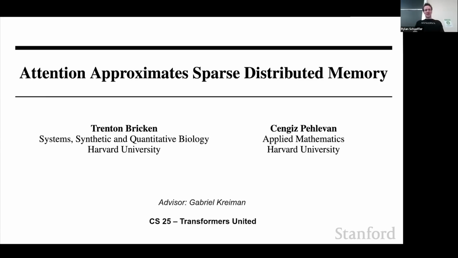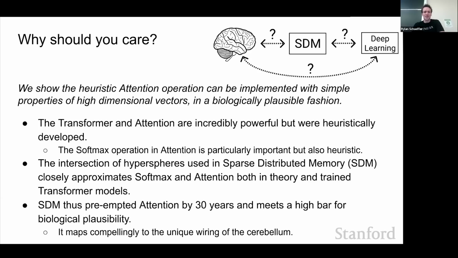So the work I'm presenting today, the title of it is Attention Approximates Sparse Distributed Memory. And this was done in collaboration with Cengiz Pehlivan, and my PhD advisor is Gabriel Kreiman. So why should you care about this work?